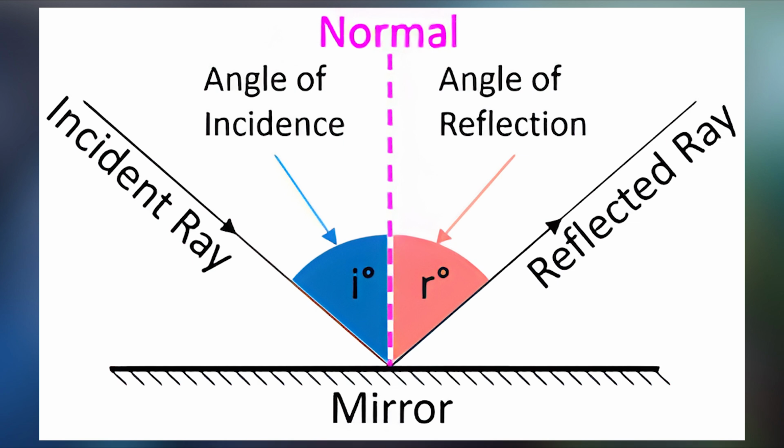So the angle of incidence is just the angle at which the light ray is hitting the surface, between the ray and the surface itself. So if it's perpendicular, it'll be a 90-degree angle of incidence. And the angle of reflection is just the angle between the reflected ray and the surface. So that should be fairly intuitive.